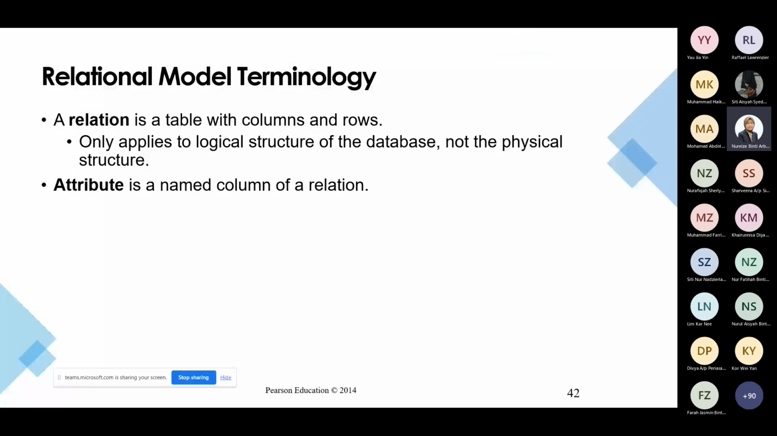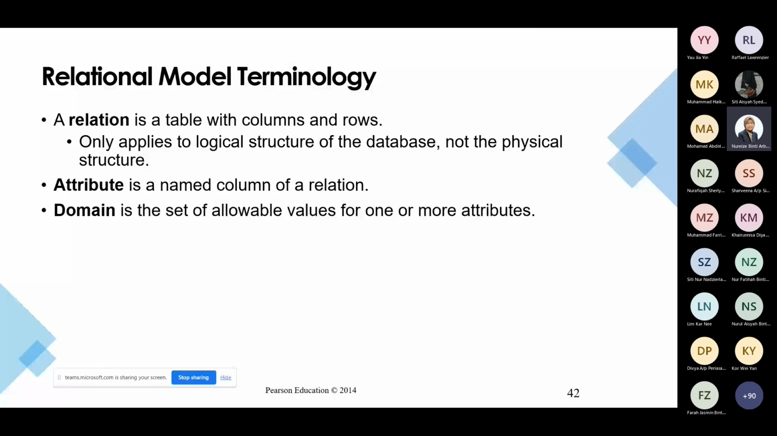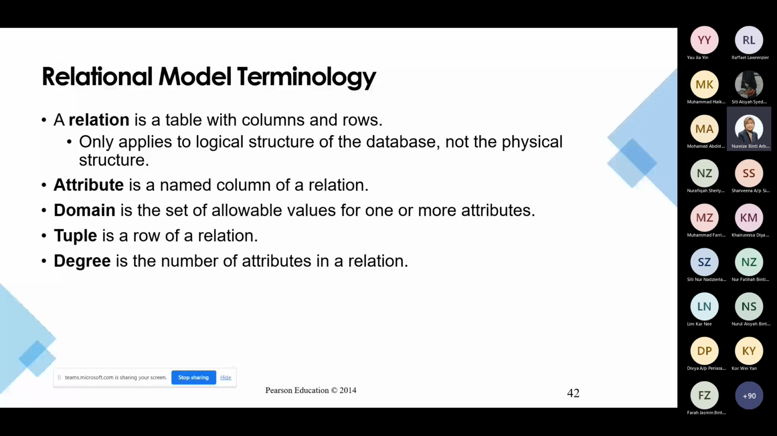A relation is a table. Again, a relation is a table with columns and rows. An attribute is a named column of a relation. Domain is the set of allowable values for one or more attributes. Tuple is a row of a relation. Degree is the number of attributes in a relation, also called arity. And then cardinality is the number of tuples in a relation.